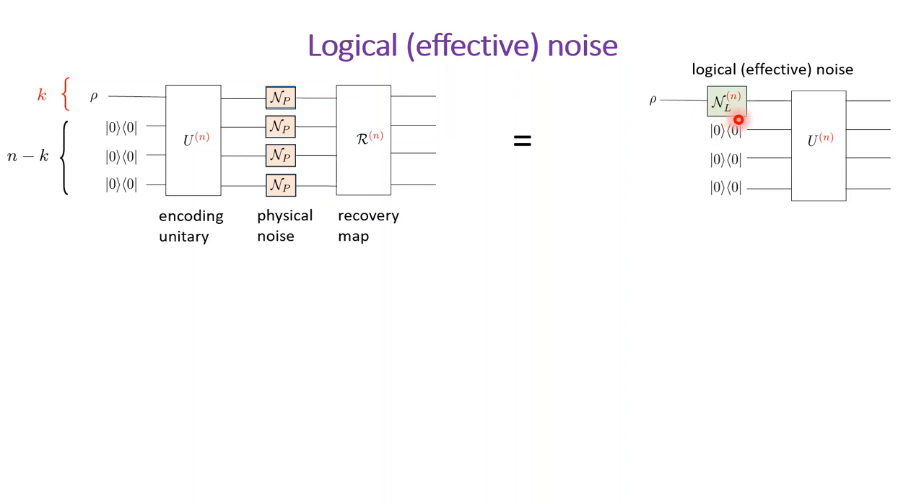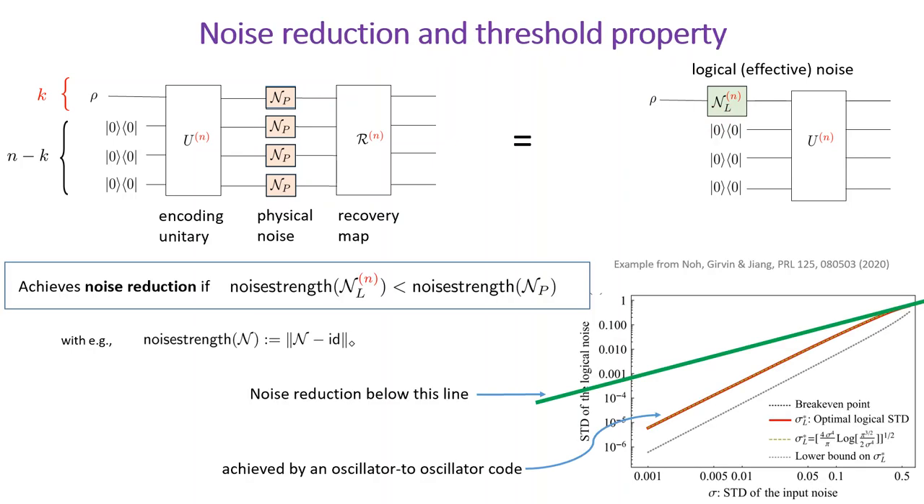This channel describes the logical error affecting the encoded information. Noise reduction is achieved when the noise strength of the logical error channel is below that of the physical noise channel. Here we can measure the noise strength, for example, by the distance to the identity channel, or the standard deviation when talking about displacement noise. An example where noise reduction is achieved is shown here for oscillator-to-oscillator codes.